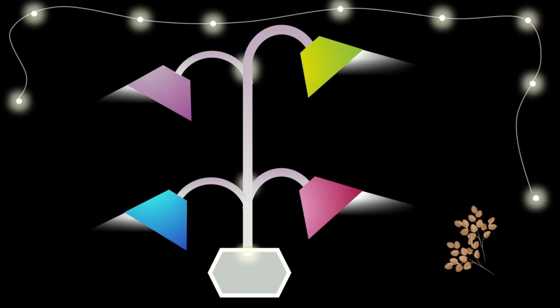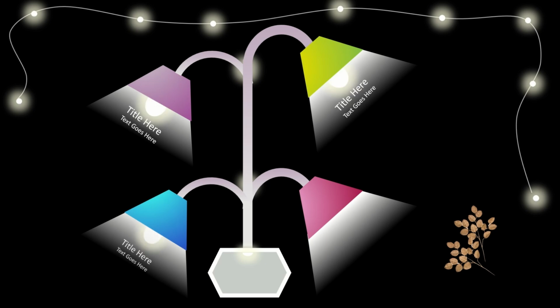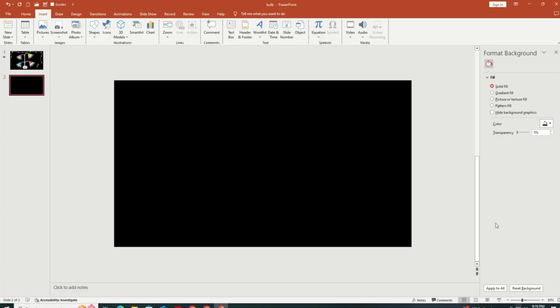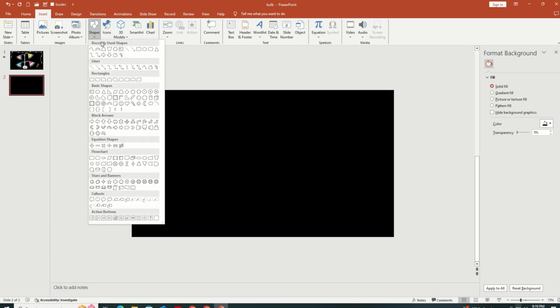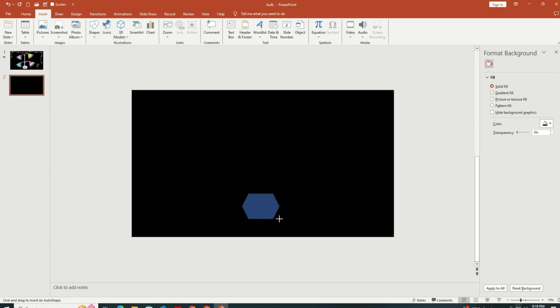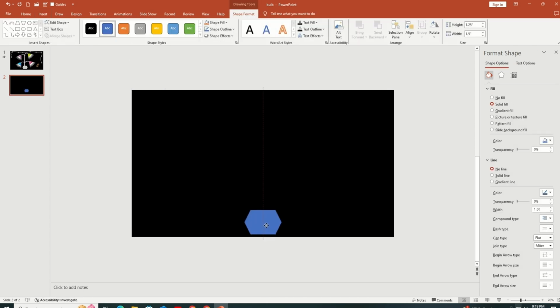So in this video, I'm gonna show you how to make this fantastic bulb infographic. So let's start. You're gonna change the format background to black. You're gonna add this pentagon and place it into the middle of the template, at the bottom, and change this color to white.